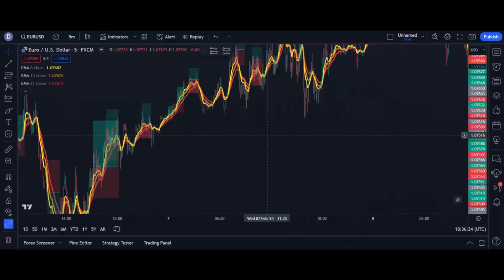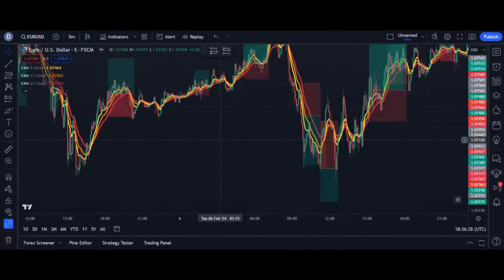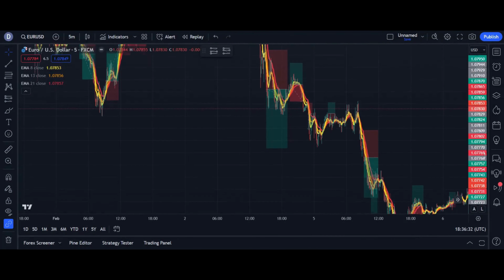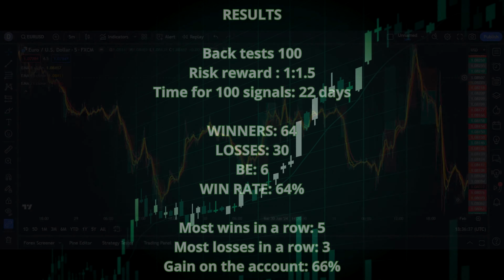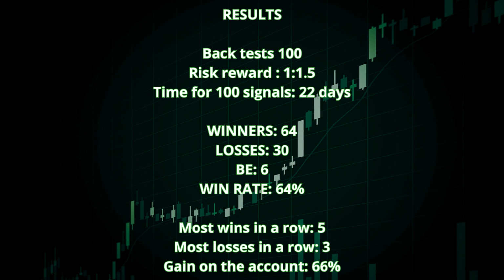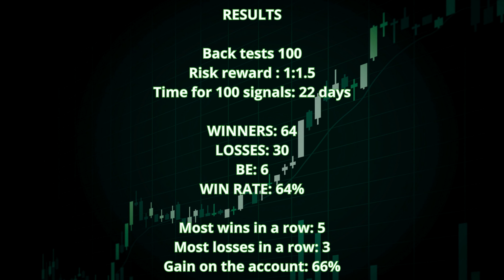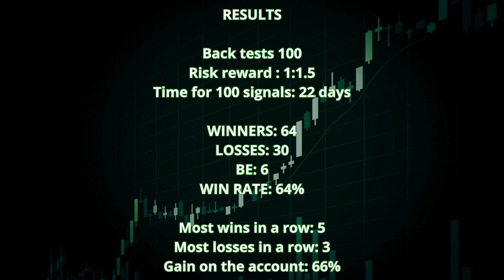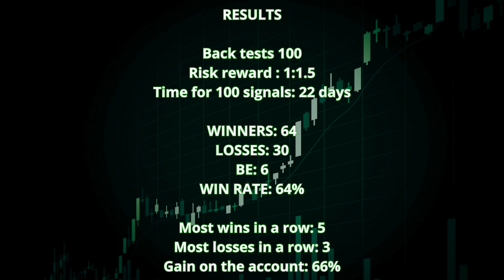So we've completed the backtesting. Let's now take a look together at the achieved results of this strategy. So the results are as follows. Out of 100 tested trades using a 1 to 1.5 ratio, it took a total of 22 days, which is relatively quick. In this test, there were a total of 64 successful trades, 30 losses, and 6 trades ended at break-even. Thus, the success rate of this strategy can be considered relatively high with a 64% win rate.